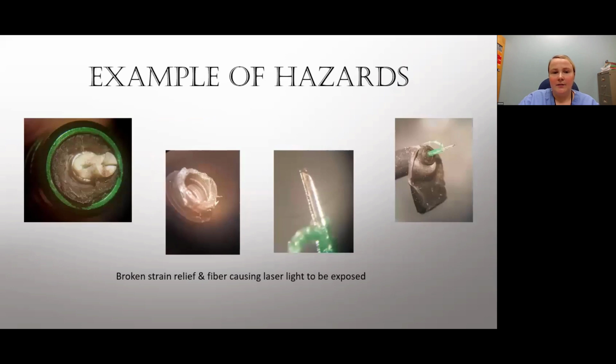Here's some more pictures of broken strain reliefs and fiber causing light to be exposed. As you can see, especially in the third picture, it's not a straight cut but more of a spiral cut, where it would not diverge into a straight line of laser energy, but would spiral into the room, meaning it could hit anywhere in the room and not one straight line. So again, if you don't have your laser safety glasses on, this could be an issue if laser light gets out into the room.